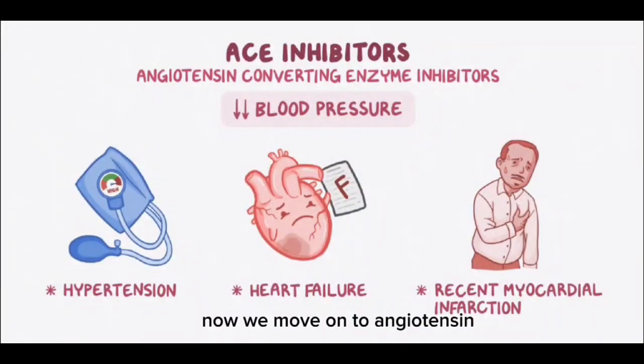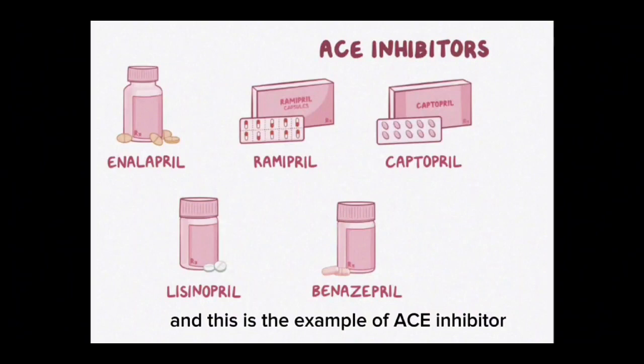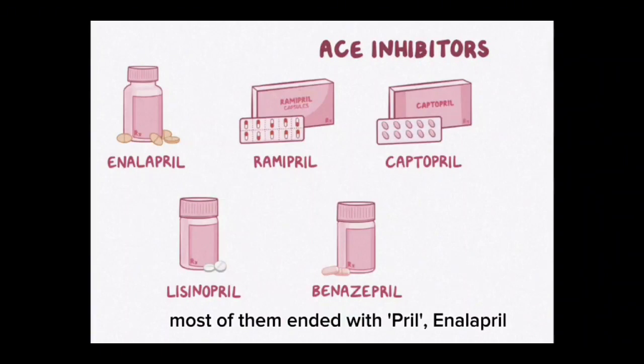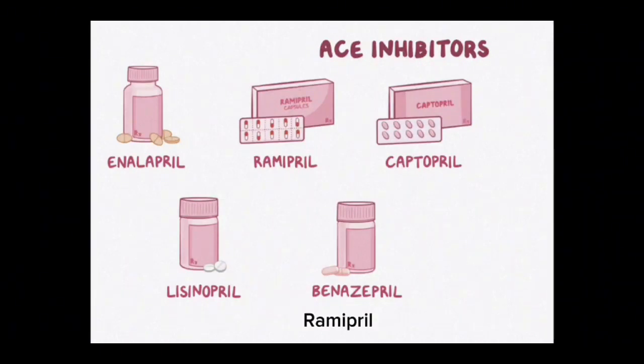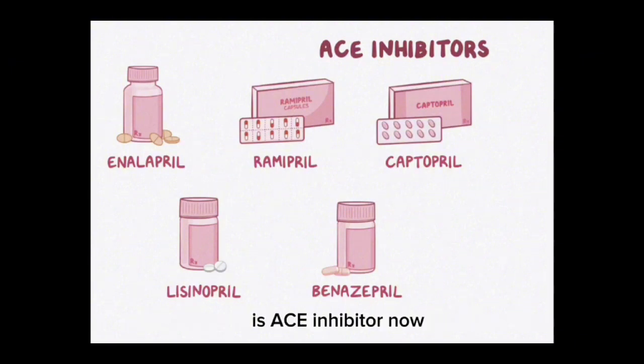Now we move on to angiotensin converting enzyme inhibitor, which is called ACE inhibitor. This drug functions to reduce blood pressure in order to treat hypertension, heart failure, and recent myocardial infarction. And these are examples of ACE inhibitor, and as we can see here, most of them end with pril, like enalapril and ramipril. So a drug that has pril at the end of the name is an ACE inhibitor.